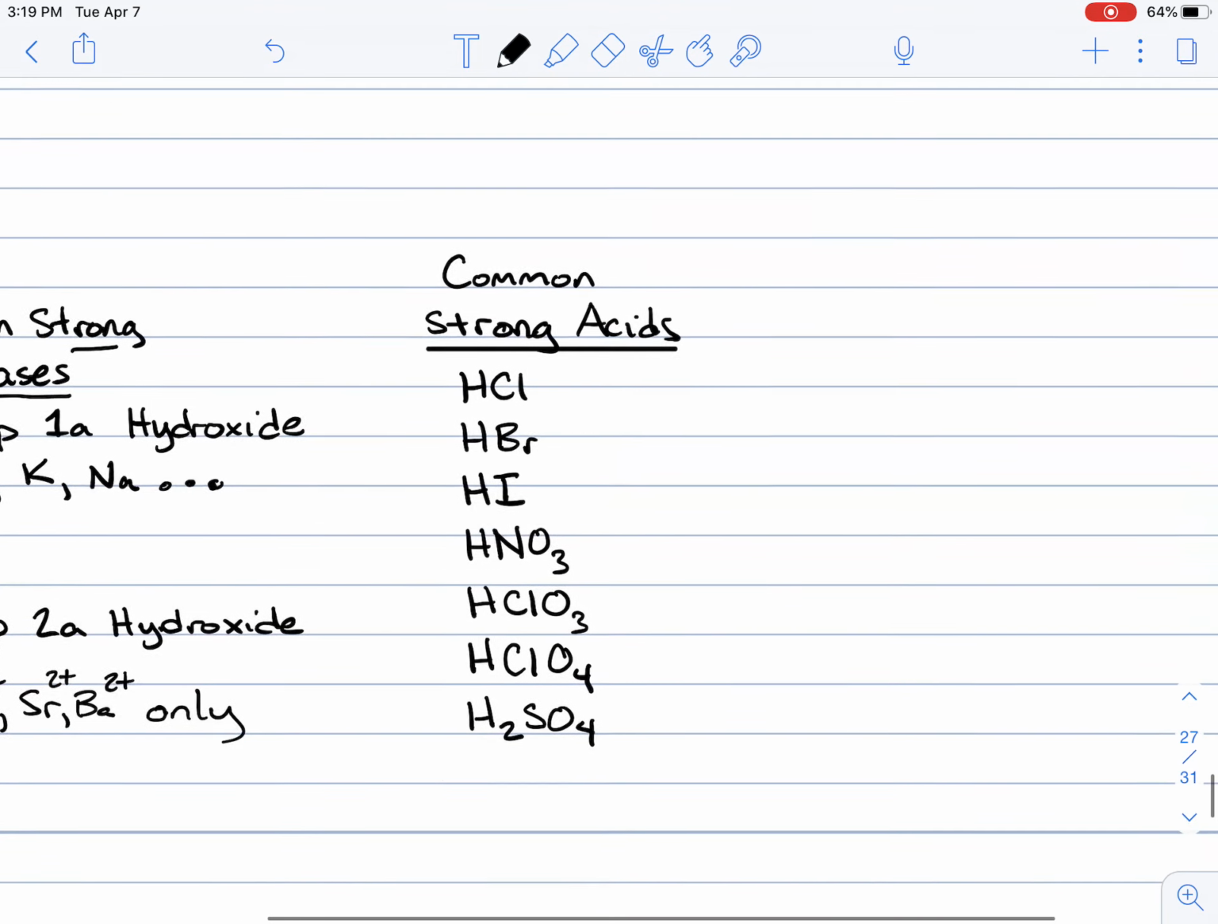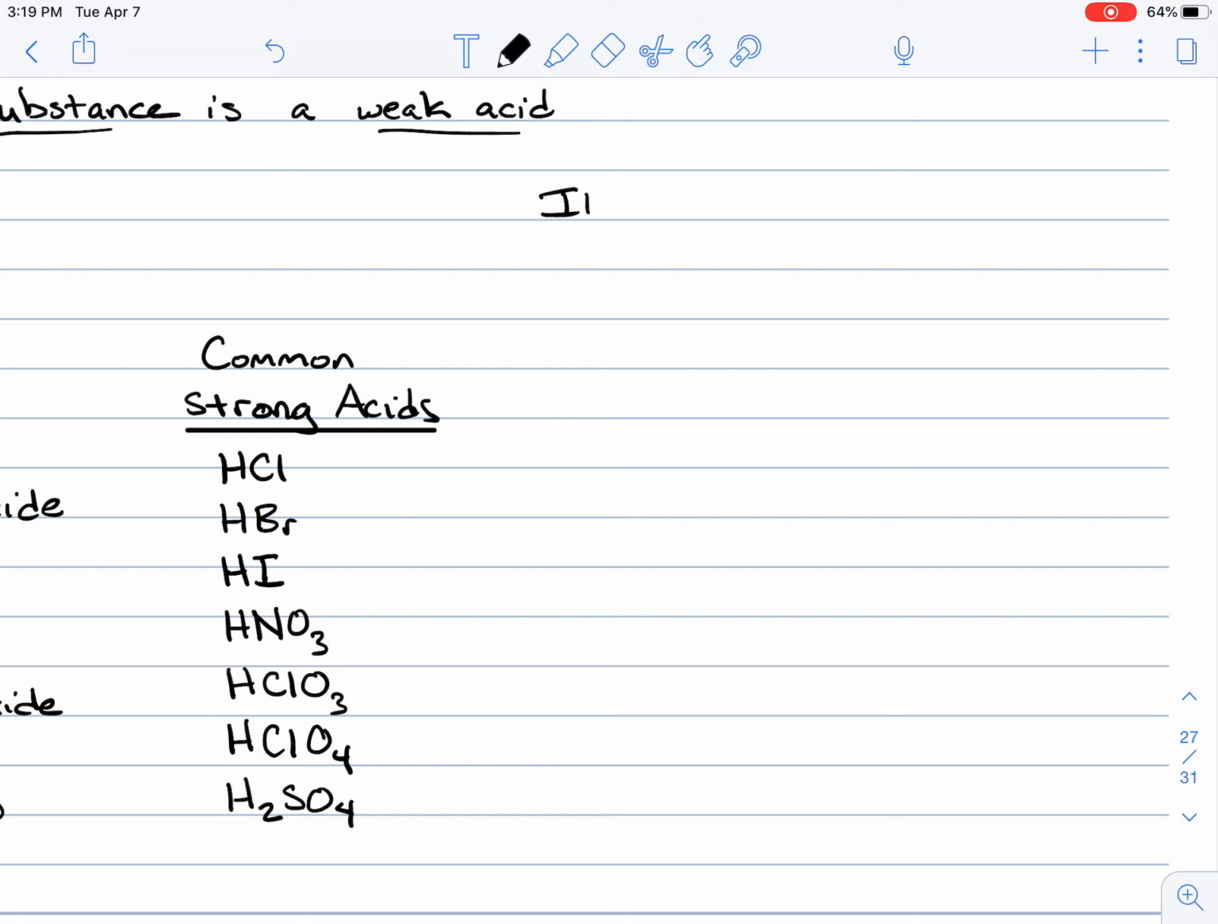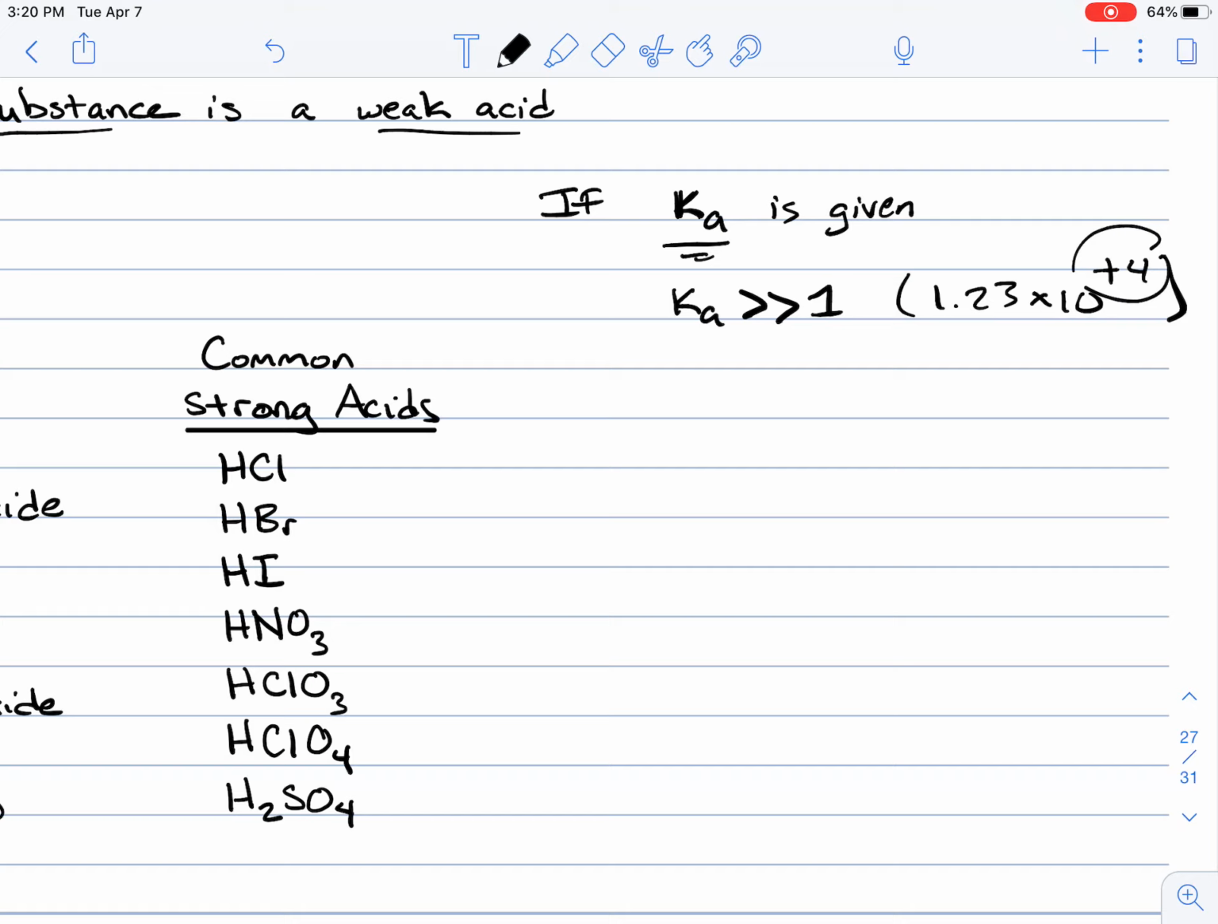The only exception to that rule is if the Ka or Kb value is given or known, then you can go ahead and look at the Ka value and determine if the compound is a weak acid or a strong acid. So for example, if your acid ionization constant is far, far greater than 1, so for example, I don't know, 1.23 times 10 to the positive 4 or something like that, so that's a large number, then we can go ahead and conclude that this substance is a strong acid.